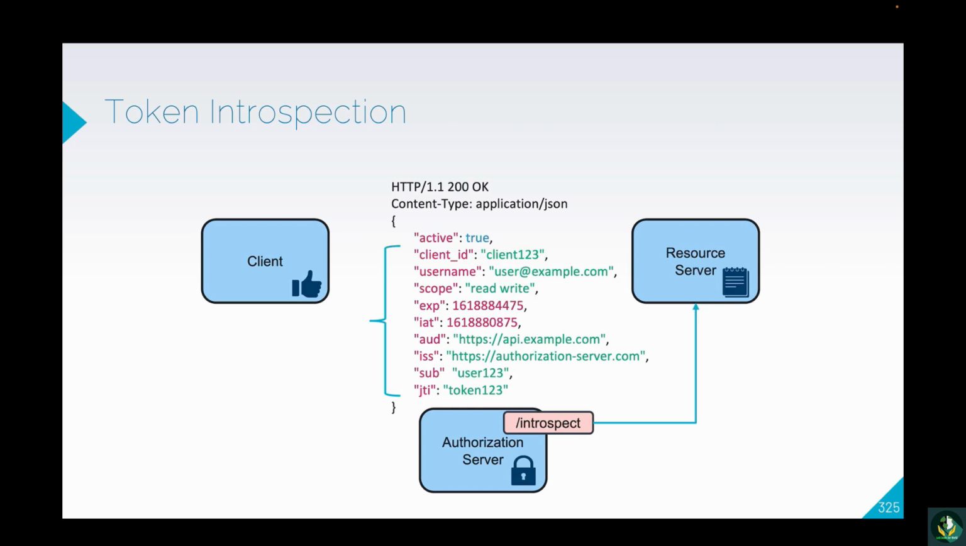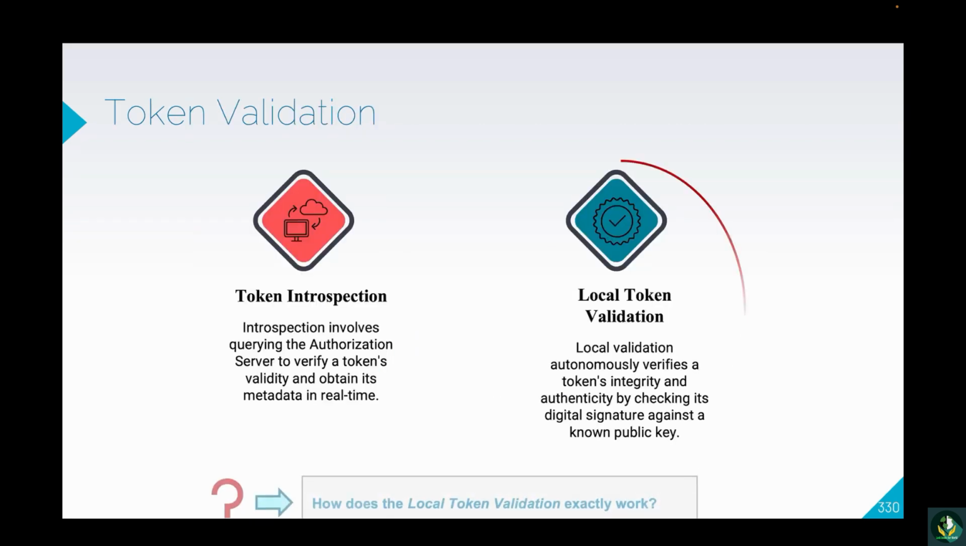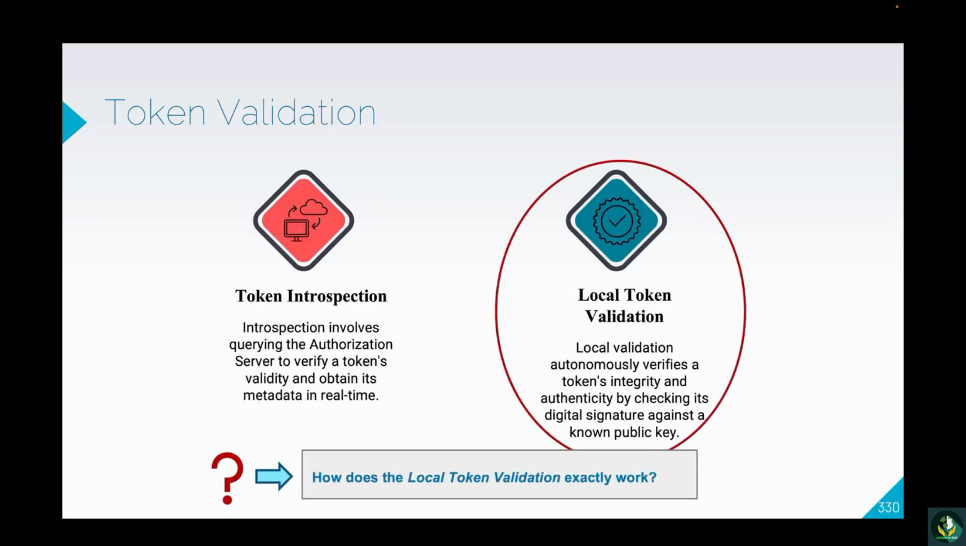Alternatively, the response could include more detailed information depending on the configuration of the authorization server. Here is an example. In this more detailed response, you can see information such as scopes, username, user ID, and more. Now, let's take a closer look at how local token validation actually works.